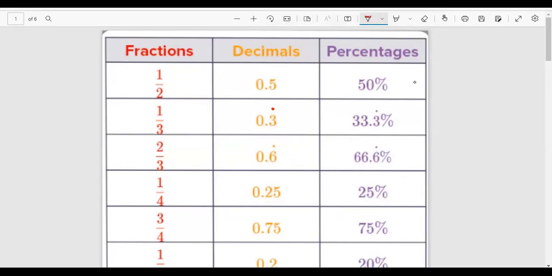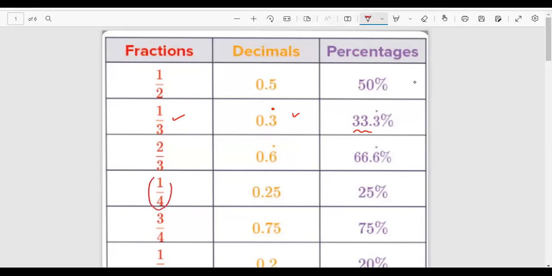In short, 1 by 3 is basically 0.33333333333, and in percentage it is 33.3%. How to convert that? I'll come to that. For now, we're just having a quick overview about the contents that we will be discussing.